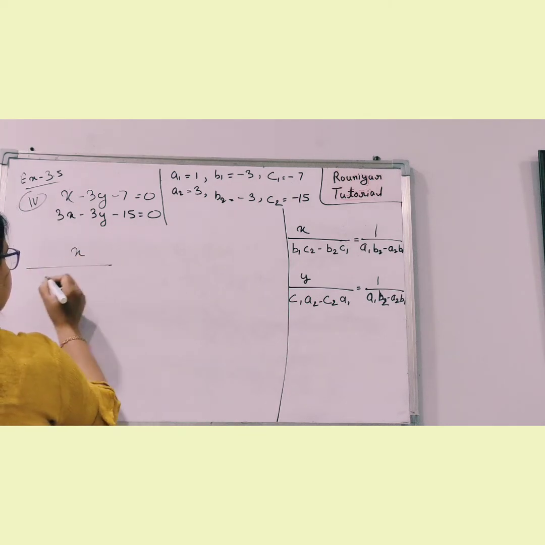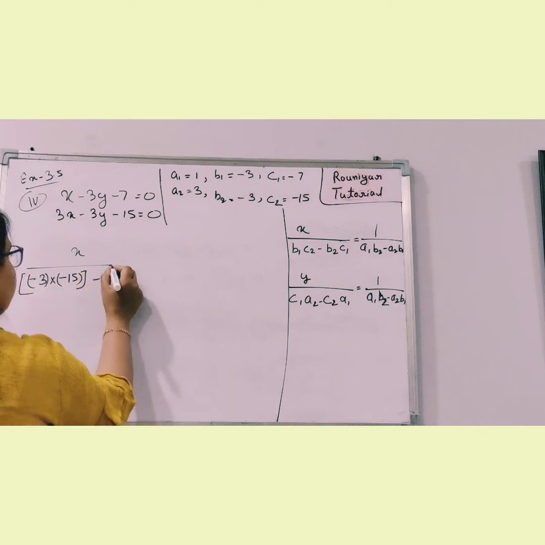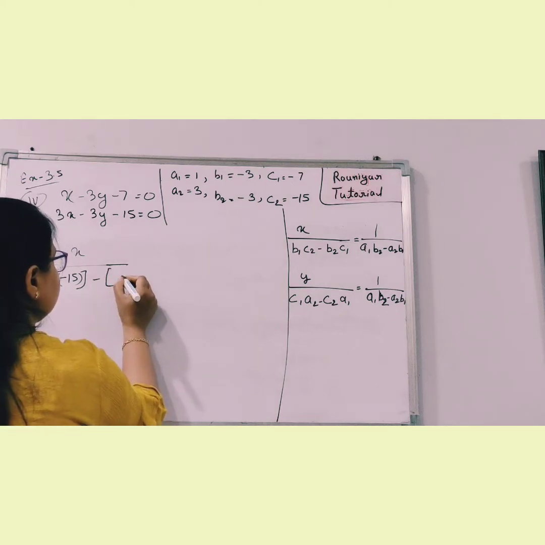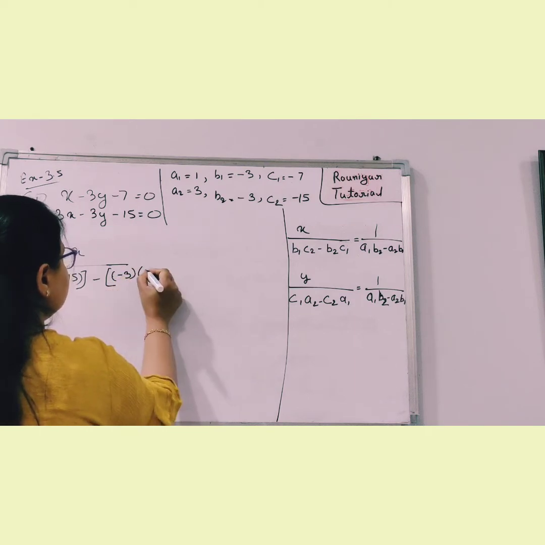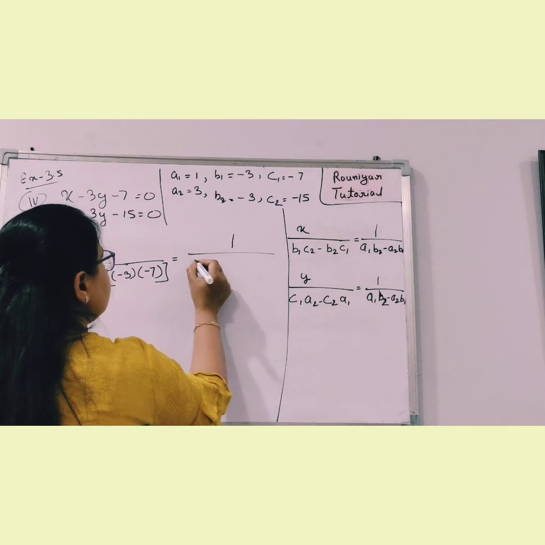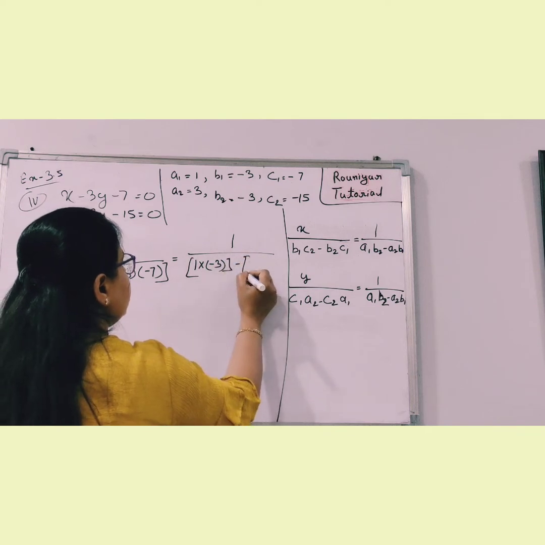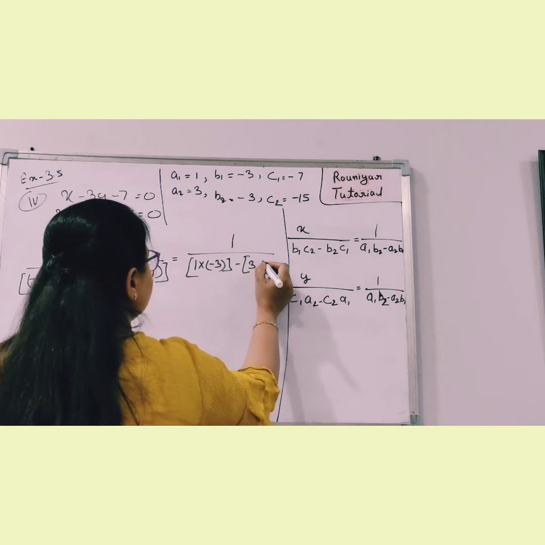So here x by b1 is minus 3 into c2 is minus 15 minus b2 is minus 3 and c1 is minus 7 is equal to 1 by a1 is 1 into b2 is minus 3 minus a2 is 3. Okay, a2 is 3 into b1 is minus 3.